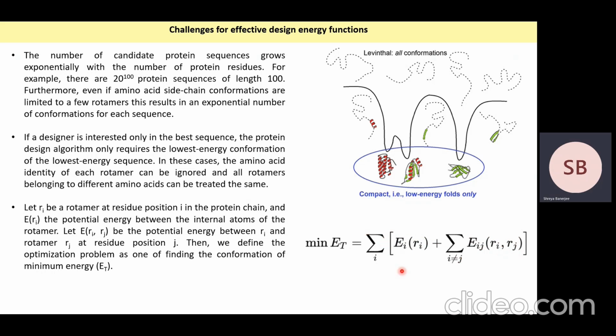Now, this is added up among all i, so the energy of the residue within itself and with all other residues except itself. So that being the total energy, if we can find the minimum of that energy, then the sequence and structure that corresponds to that minimum energy is the one that we want. So energy design functions basically follow this algorithm and give the output of the sequence and structure having the minimum of this energy.